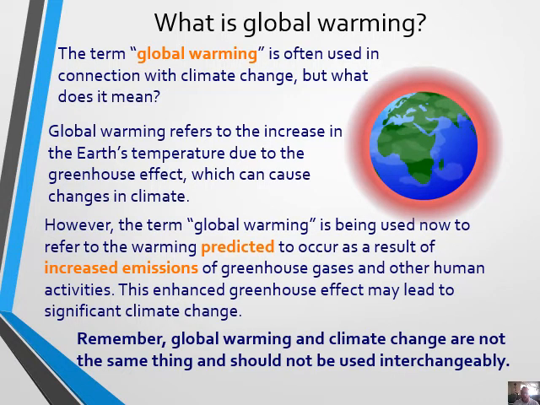So remember, global warming and climate change are not the same thing and should not be used interchangeably. Global warming is just the idea of how the Earth is warming up. Climate change has to deal with far bigger things like rain, temperatures, land, wind. I can't remember any other things because I'm not a geography teacher right now. Seasons, okay? All of those things are directly going to be affected by climate change. But one of the climate change problems is global warming.